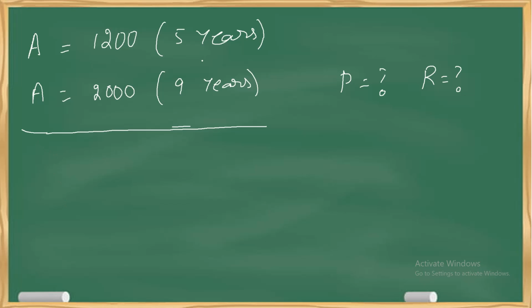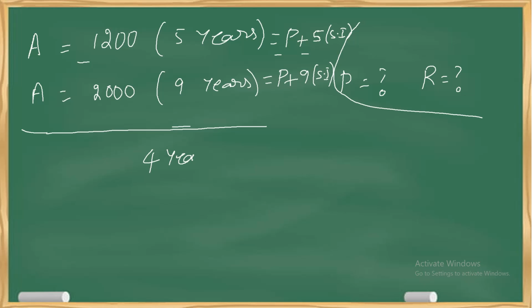So first, what is the formula for amount here? Principal amount plus 5 years simple interest. What is this 5 years simple interest? And here principal amount plus 9 years simple interest. That is the meaning of this amount here, correct? Now subtract this one here, so minus and minus. So what you will get finally, 4 years simple interest is equal to the difference, 800.